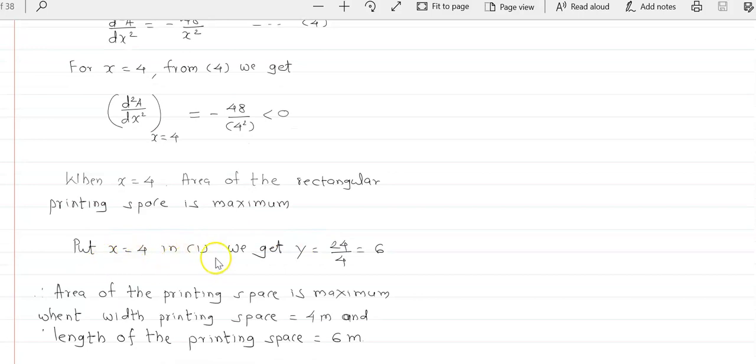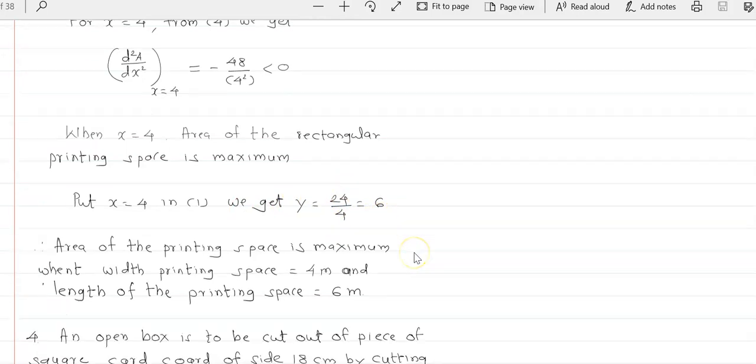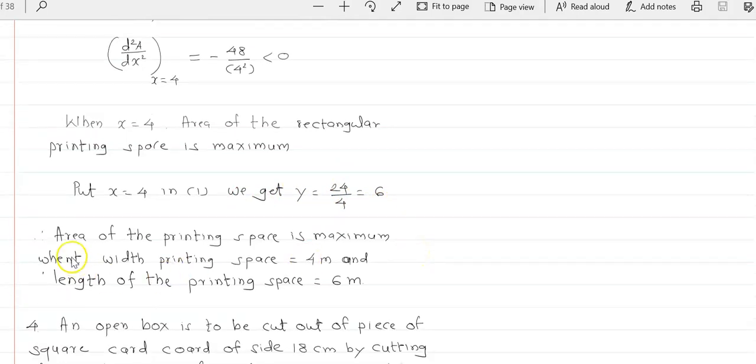Put x is equal to 4 in equation number 1, we get y is equal to 24 upon 4, that is equal to 6. Therefore, the area of the printing space is a maximum when the width is 4 meter and the length is 6 meter. These are the values.